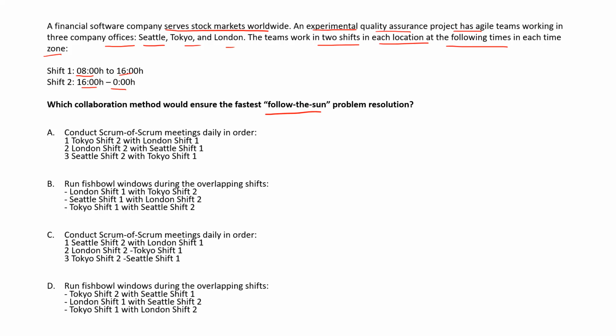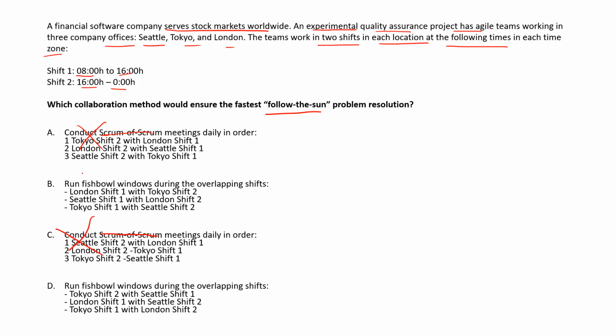Maybe I'm not following this question, but I know where to start. Look, scrum of scrums cannot be the answer, right? Scrum of scrums meetings happen at the level of multiple scrums. So scrum of scrums is gone. I told you, you have to remove the wrong answers easily. Scrum meetings may be possible, but scrum of scrums meetings, we don't do daily. We do daily stand-up meetings, but not a scrum of scrums meeting. So A and C are gone.